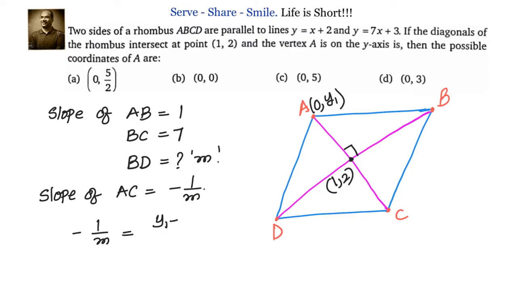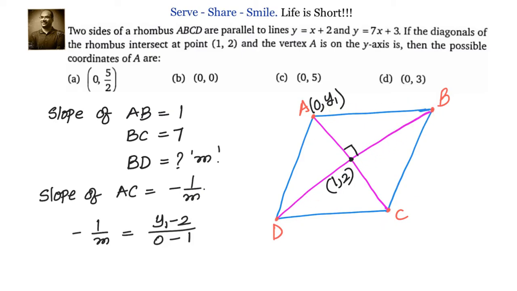But that we can equate to whatever points we have, that is (0, y1), where we have to find out y1. And we know the midpoint of the diagonal is (1, 2). So by using the slope formula, y2 minus y1 by x2 minus x1, we can find out the value of y1. Now how to find out the slope of BD, m?